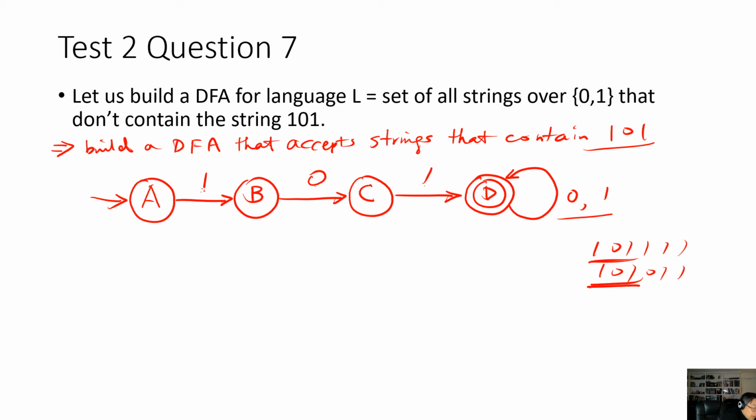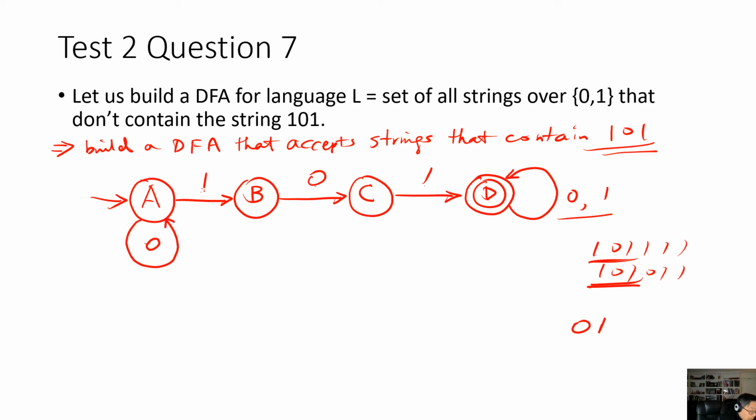Now, what about in the starting state A, if the input is 0? That means the first input is 0. 0 is not really a good input because it is not part of the string 101, right? But that's okay. We just want to build a DFA that accepts a string that contains 101. If the next input is 1, then we can still build a string that contains 101. So if it's 0, we don't need to give up.